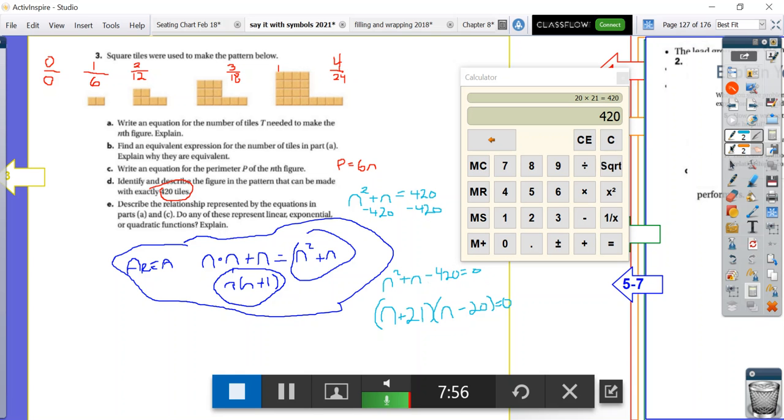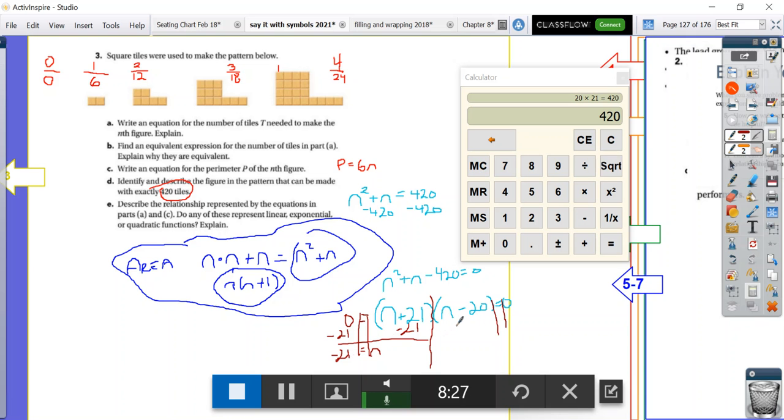So when you're solving a quadratic, you're going to break the variables apart and treat each one like a separate linear problem with train tracks. Minus 21, minus 21, so we're subtracting 21 from both sides. So we get negative 21 is equal to n. Can you have a negative figure number? No. So we know negative 21 doesn't make sense in the context of this problem.